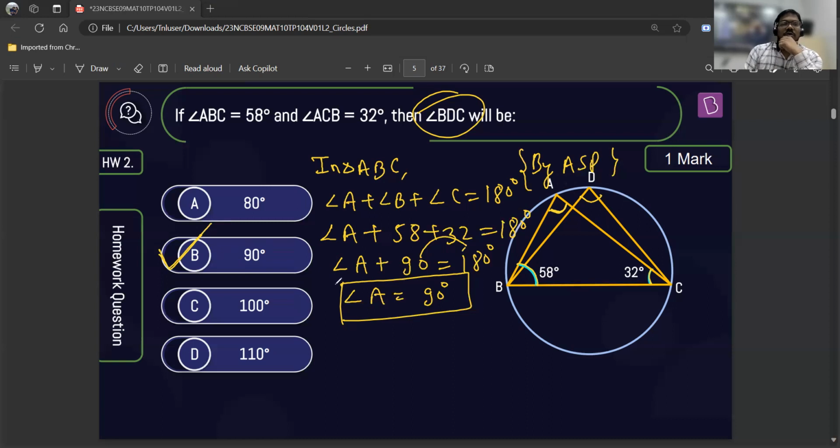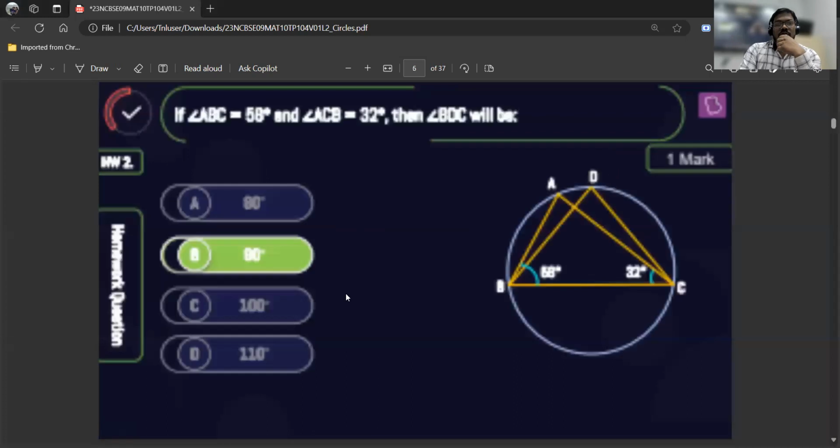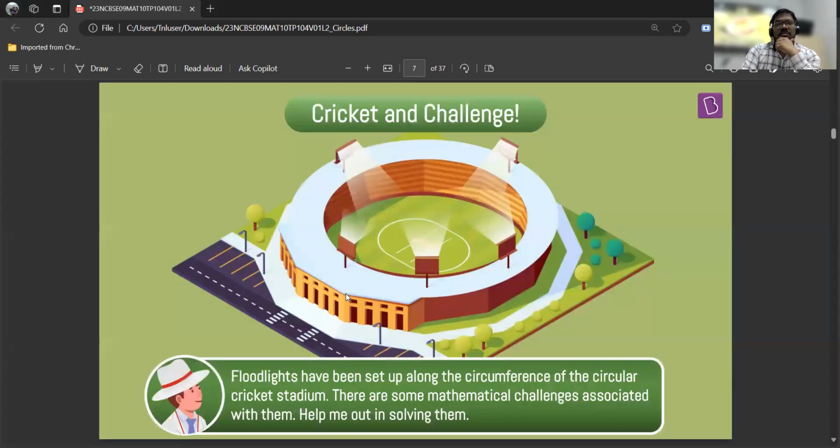So these are the two homework questions which you got in the last class. Now let's move on to today's session. These are the answers from the previous questions. Basically, what are we going to discuss in today's session?